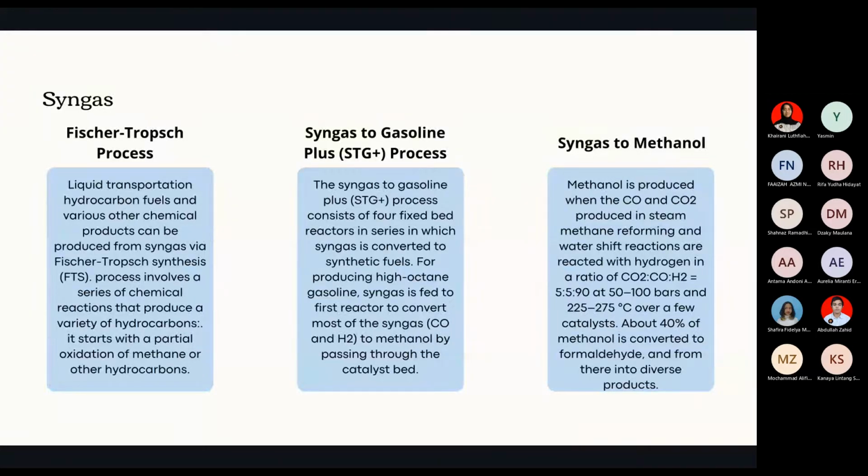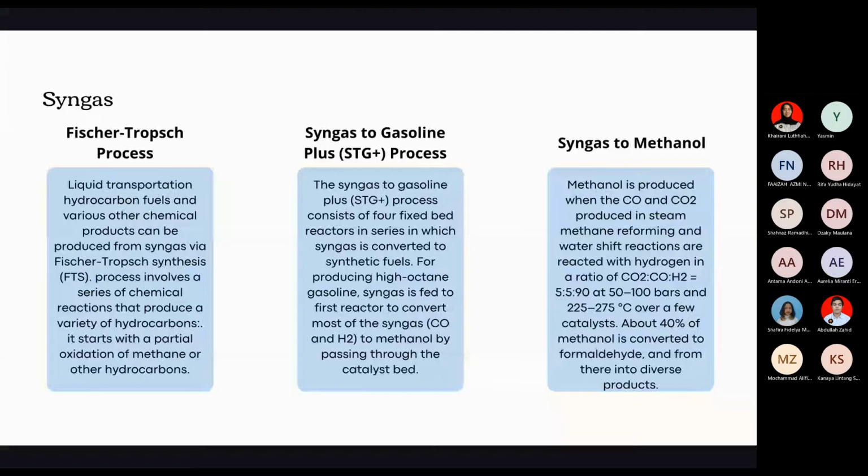The second one is the syngas to gasoline plus process. This process consists of four fixed bed reactors in series, with syngas converted to synthetic fuels. For producing high-octane gasoline, syngas is fed into the first reactor to convert most of the syngas to methanol by passing through the catalyst bed.